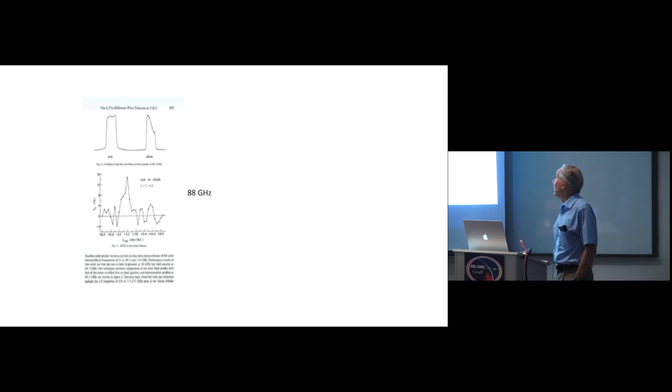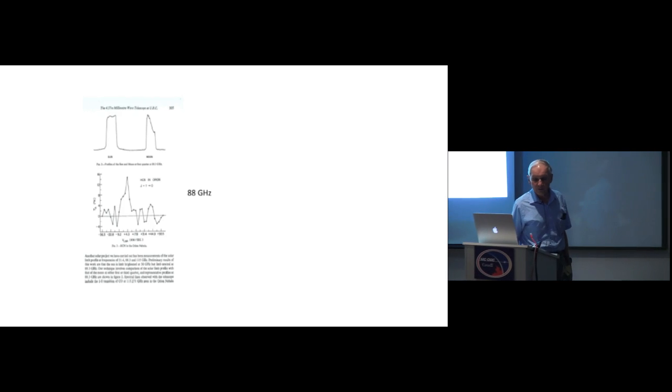This is a scan of the sun, and the moon at first quarter. Obvious sources to go to see if your receiver's working. And this is HCN 1 to 0 at 88 gigahertz. But it was still, it wasn't a useful receiver. The noise temperature was too high.